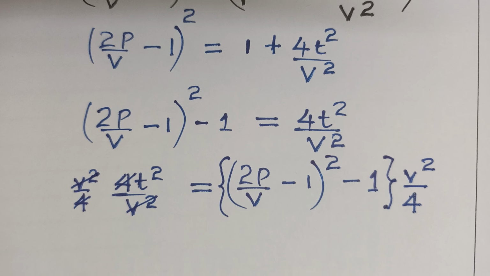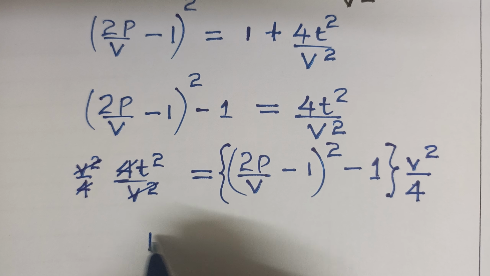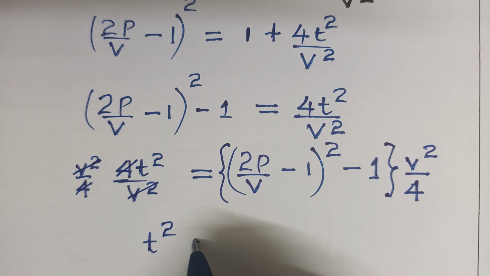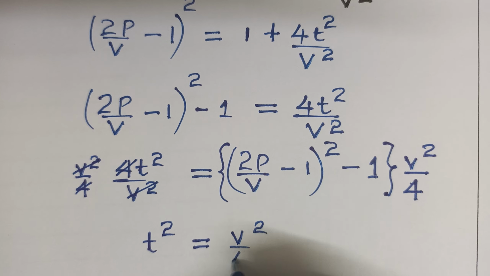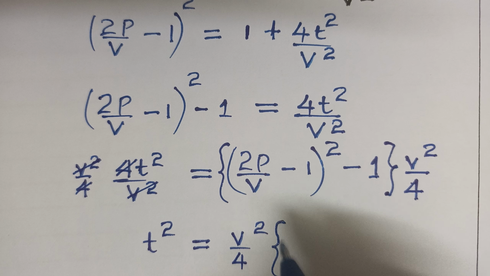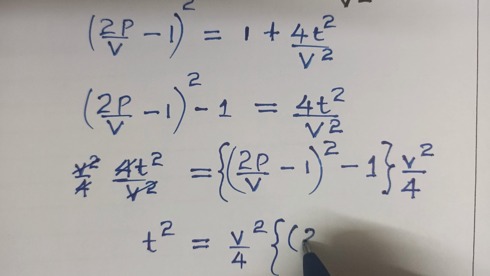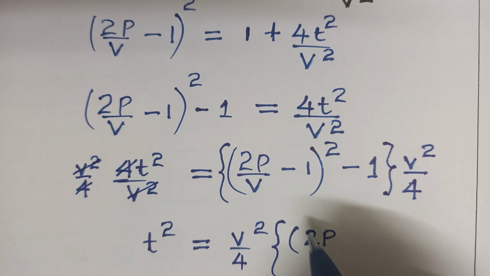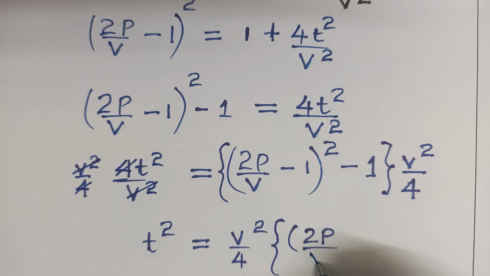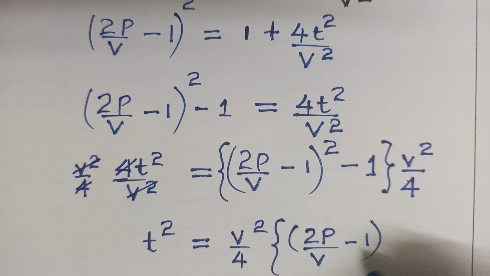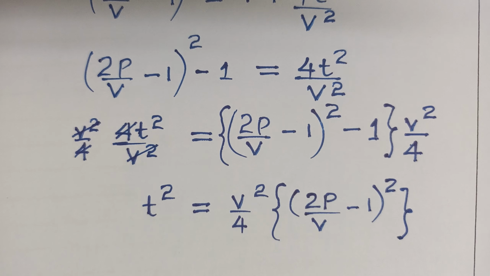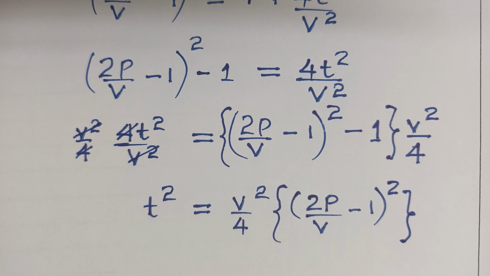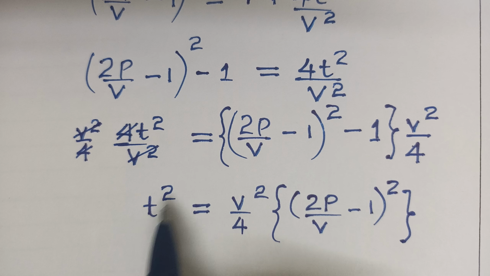And therefore, I will now be left with t squared is now equal to, I can start with v squared over 4. And then you have a bracket right there. We write 2p all over v minus 1. And this is now squared, like that.